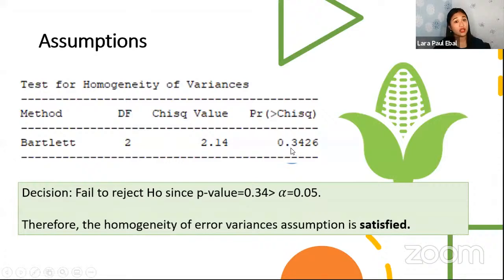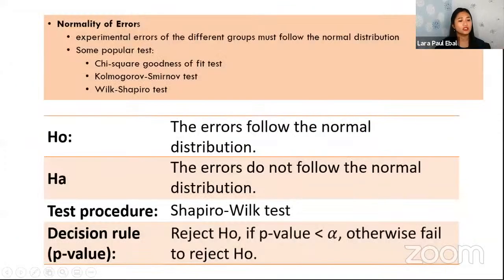Now, if this is greater than, what is our set value? 0.05. So if this is greater than 0.05, then we, what? Okay, fail to reject HO. And it's good news to us because, meaning, the assumption is satisfied. Okay, so if the p-value is greater than alpha, we fail to reject the HO, and then we can say that the homogeneity of error variances assumption is satisfied, and that's good. Okay.